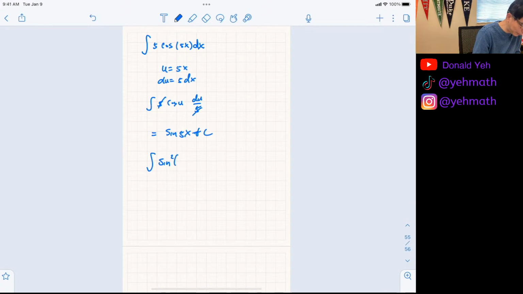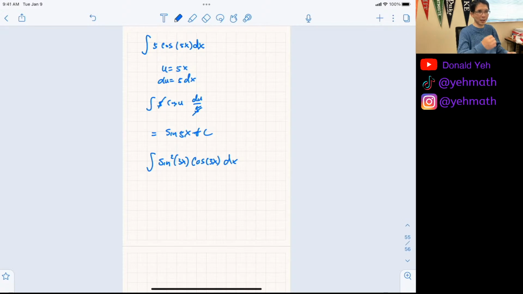Sine squared of 3x cosine of 3x dx. So u has to equal something. du has to also be present inside the question. That will lead to canceling. That will lead to everything in terms of u. This is how you play. You think about du first before you say, oh yeah, u is equal to sine squared 3x cosine 3x. No, you cannot do that. That's like a product rule and chain rule. That's like a mess, right?